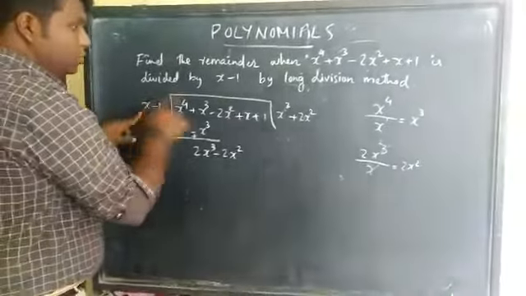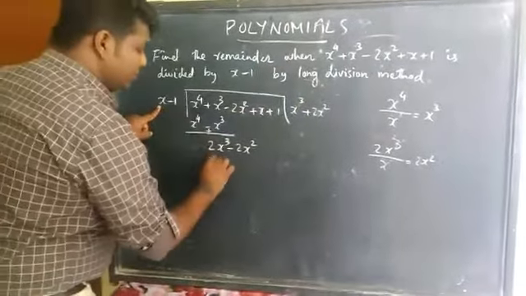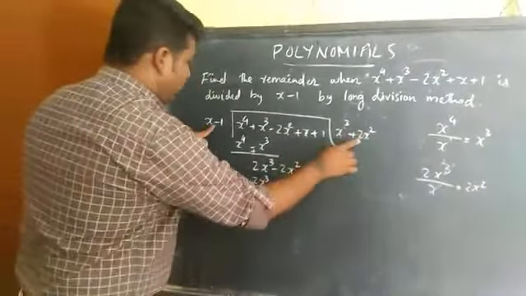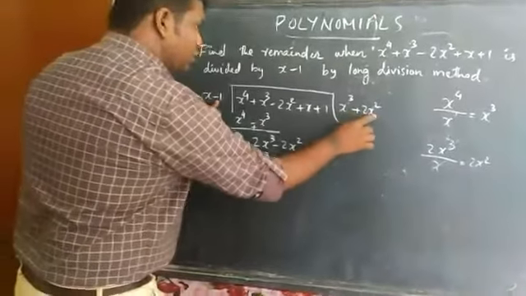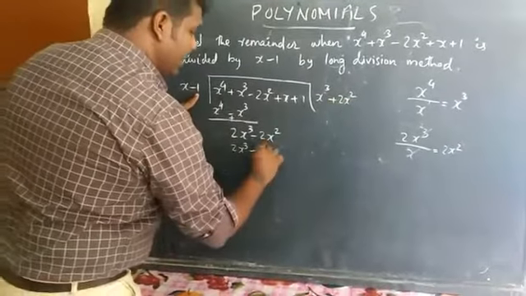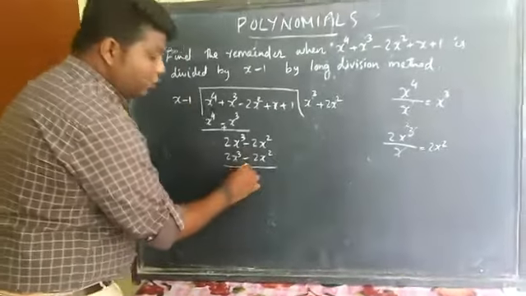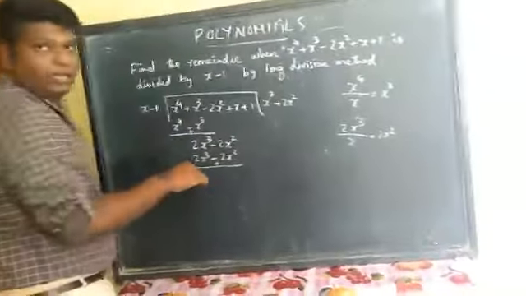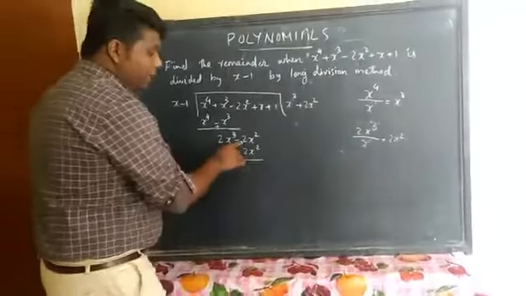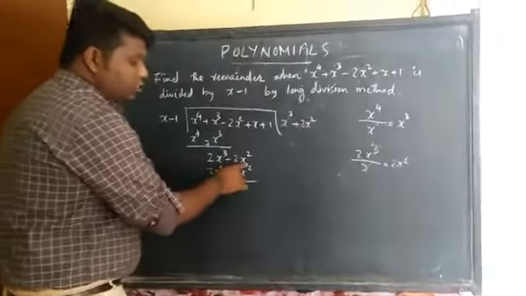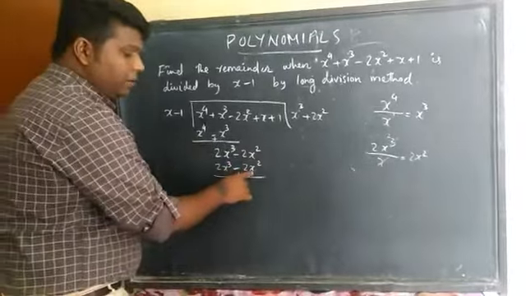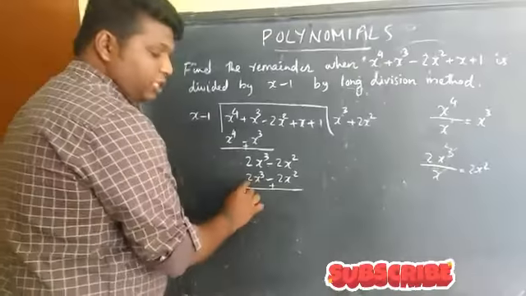Again multiply this one by this one. 2x square into x is 2x cube. Plus into minus is minus. 2x square into 1, it is again 2x square itself. Again I told you नीचे का साइन जो है वो बदल जाएगा, प्लस हो जाएगा, it will become plus. Now here it became minus 2x cube and here it became plus 2x cube.